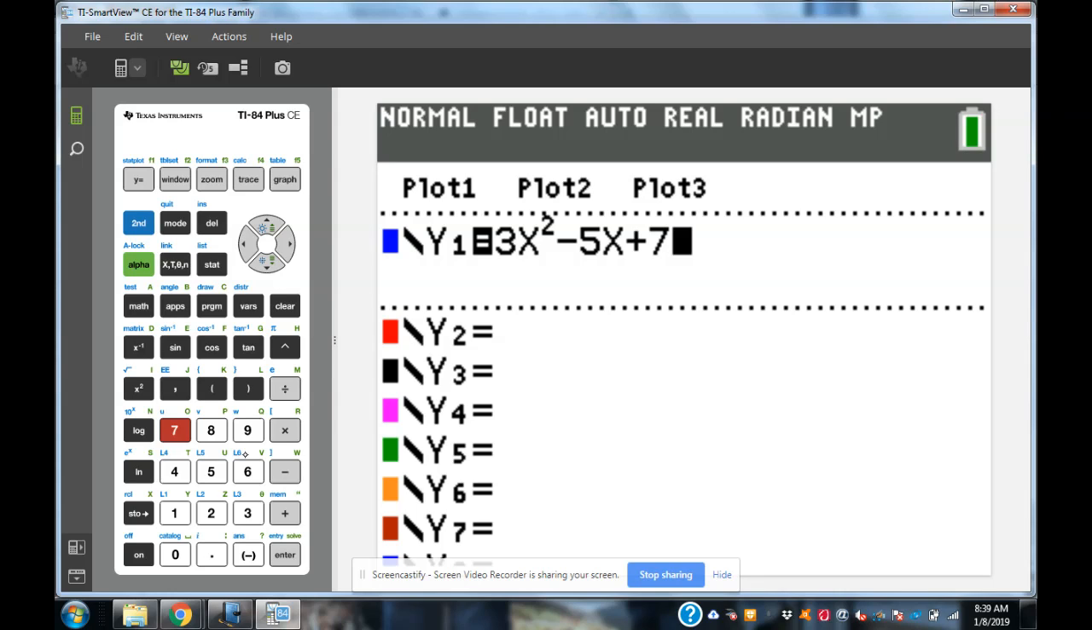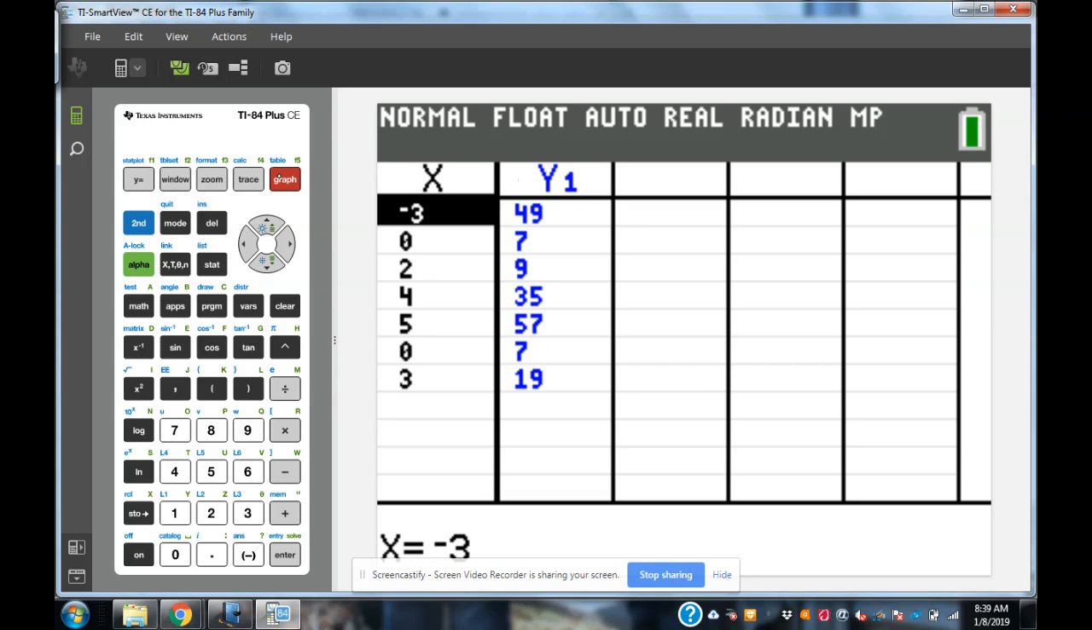Once I've typed that in there, I can get those y values that I want for the x values by hitting second and graph. Your calculator may not be set where you can type in the values yet, so we're going to set that up for everybody, because I would rather type in my values than have the calculator generate them automatically, because then I control what's happening.